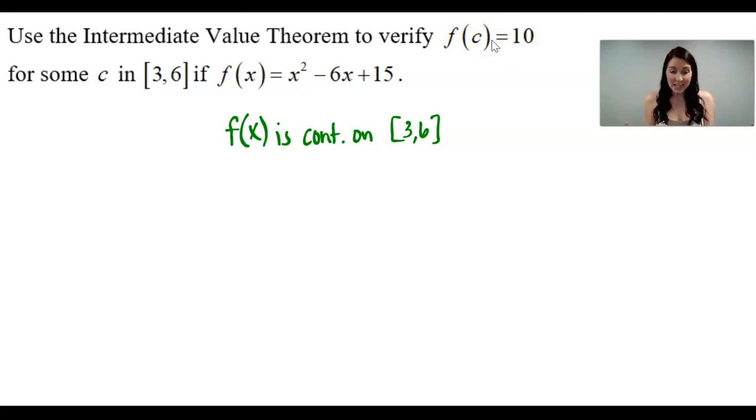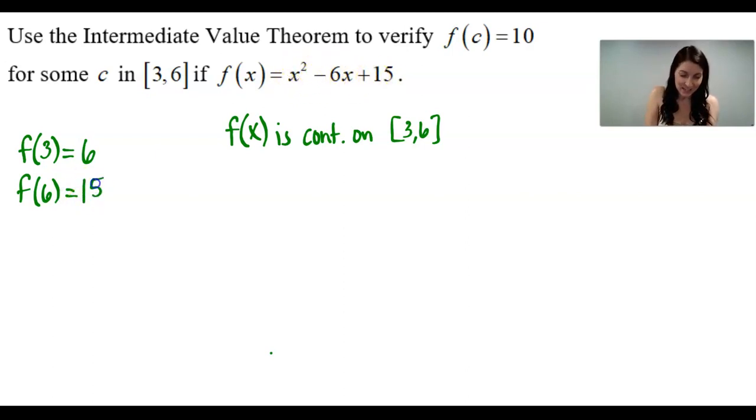All right, what we need to do is we need to find f of a, which in our case is f of 3. Plugging in 3 into this function, 3 squared minus 6 times 3 plus 15 gives us 6. Now we need to find f of 6. Plugging in 6 into this function, 6 squared minus 6 times 6 plus 15 gives us 15. All right, so f of 3 equals 6. f of 6 equals 15. We are guaranteed, because the function is continuous, that the graph will cross through every intermediate value between 6 and 15, which includes the value of 10.